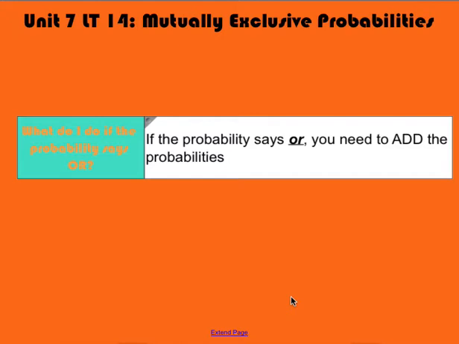Now it's important to remember that when you're adding fractions, you need to have the same denominator. So that's going to become really important. Once you have the same denominator, you only add the tops. So let's go ahead and take a look at some of these examples.